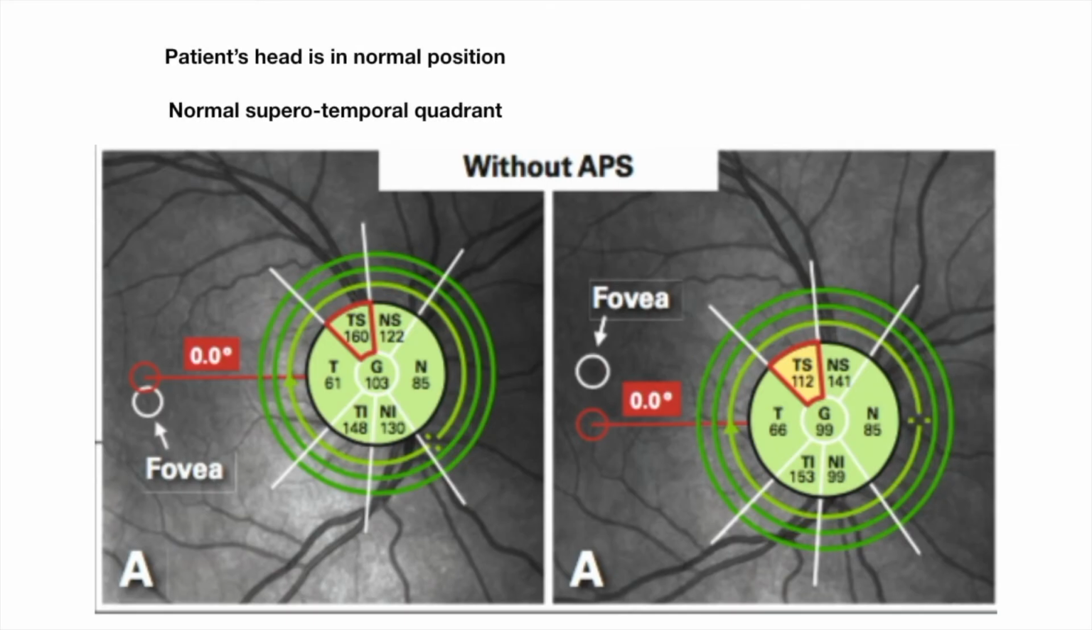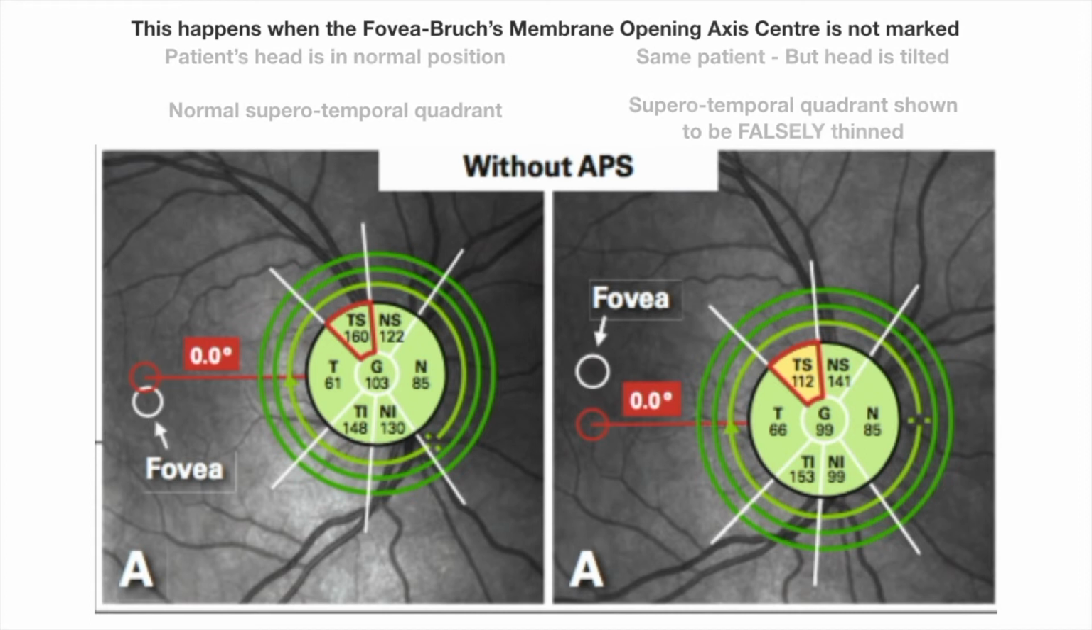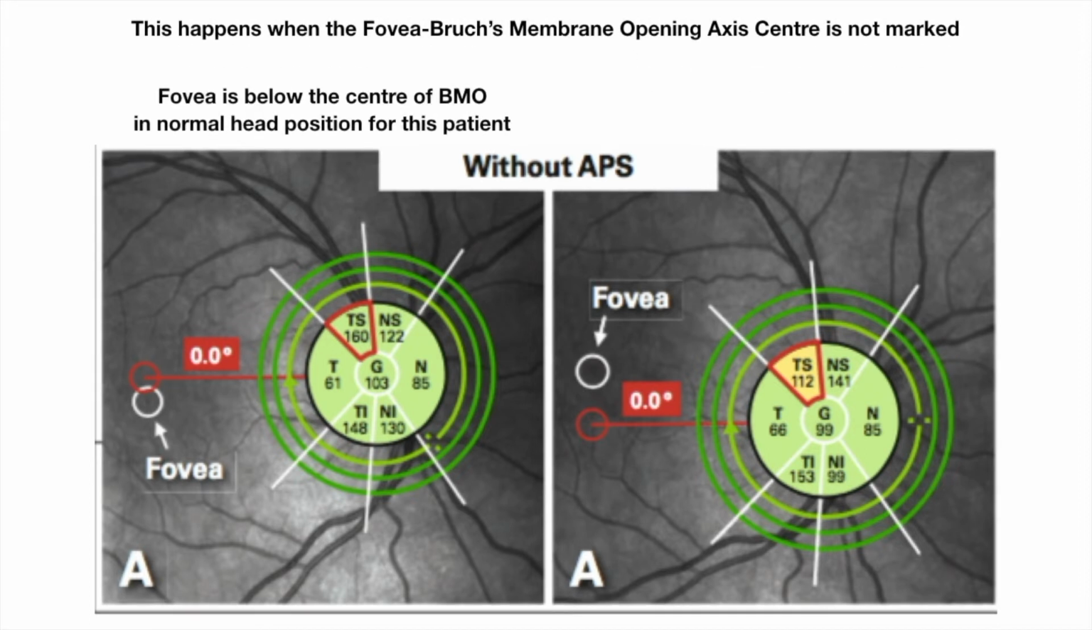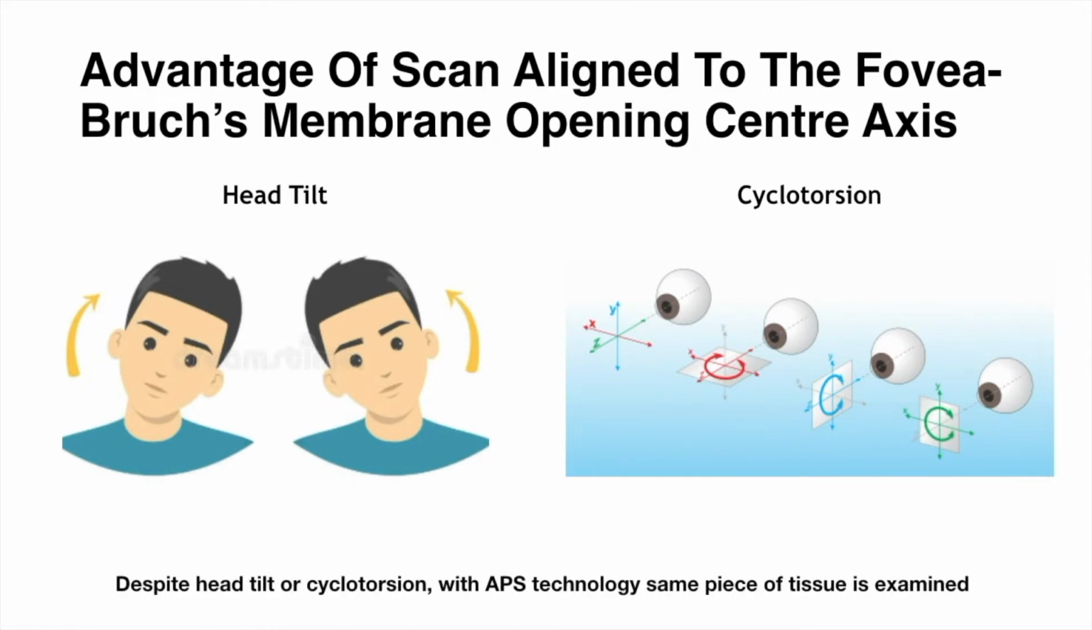Without APS, the patient's superior temporal quadrant of the ONH appears normal in normal head position, seen on the left side, and appears thinned if the head is tilted, as seen on the right side. Fovea is below the BMO center on the left and above the BMO center on the right. But with APS technology, the fovea BMO axis is plotted, thus compensating for head tilt and cyclotorsion.